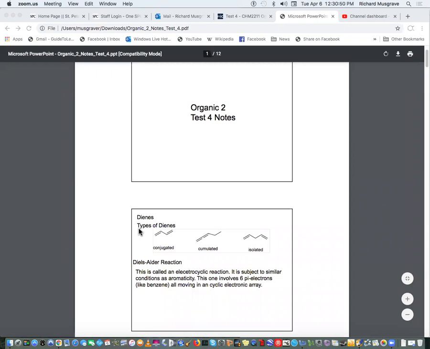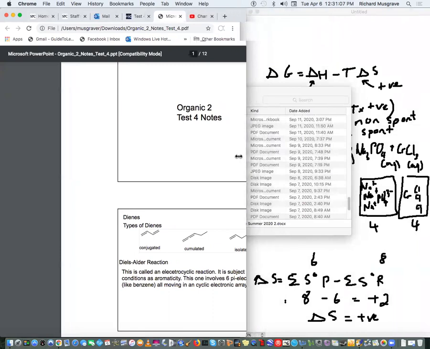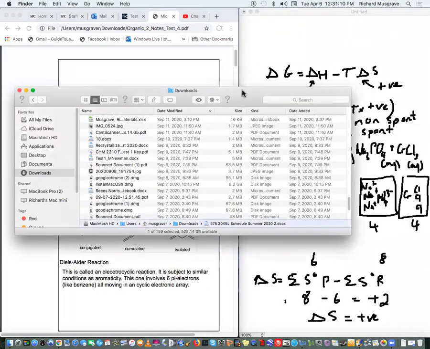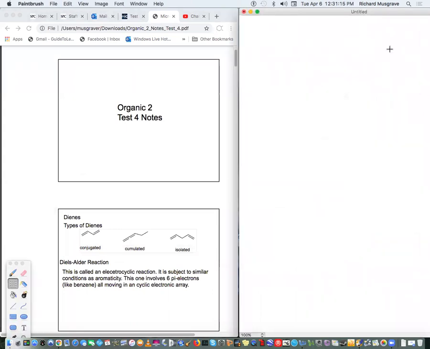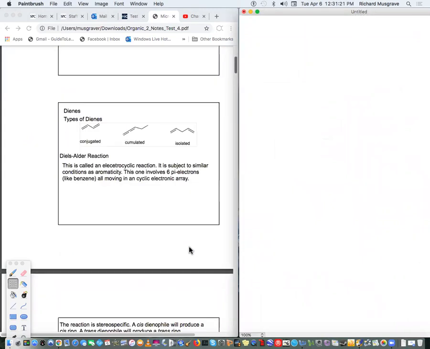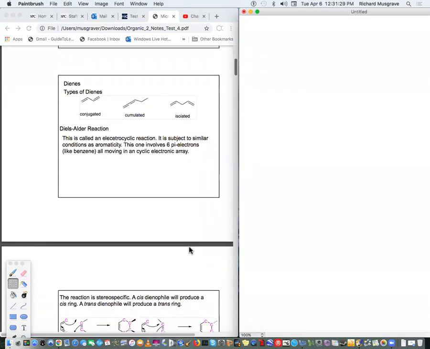So what we're going to do is go through test 4. We're starting with test 4, and we're looking now at types of dienes and Diels-Alder reactions specifically. With the Diels-Alder reaction, we're looking at what's called an electrocyclic reaction. It's similar to aromaticity. It involves 6 pi electrons like benzene, all moving in a cyclic electronic array.